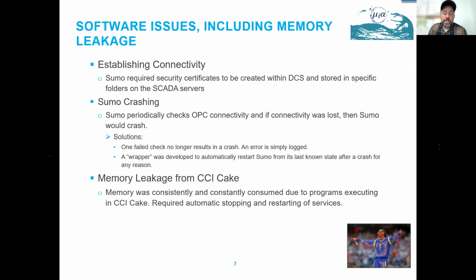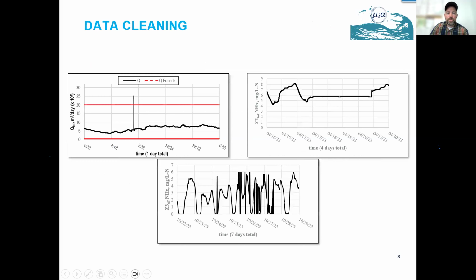Another thing we noticed is that CCI Cake had some memory leakage in that software program. So that over time, the memory consumption on the advanced control server would slowly increase until it would completely max out, and then all software would crash. So I had to program some automatic stopping and restarting of services to clear up the memory. So that was the solution there.